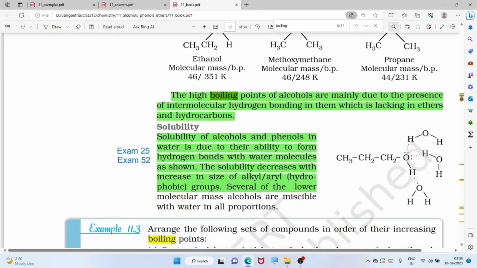The ability to form hydrogen bonds: solubility decreases with increasing molecular mass. Okay, the solubility increases due to the hydrogen bond.